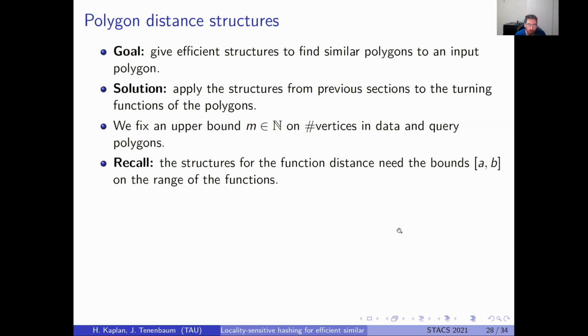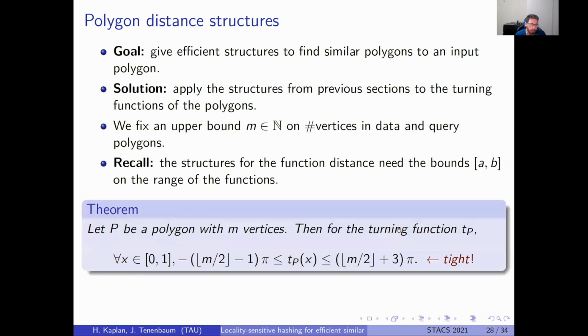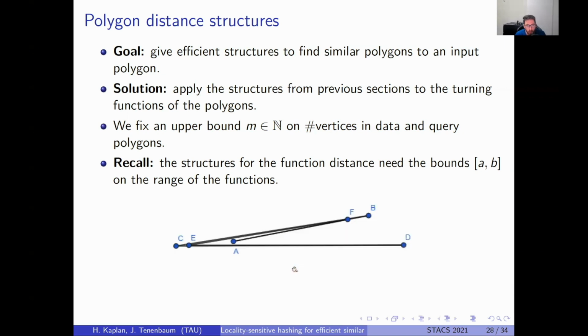Hence, we need a bound on the range of turning functions of polygons with at most m vertices. We indeed give such a tight bound. We show that for any polygon with m vertices, the turning function is bounded between approximately negative m over 2 times pi and m over 2 times pi. The construction of the polygon which achieves this bound involves successive folding into a spiral shape and is described in full in the paper.